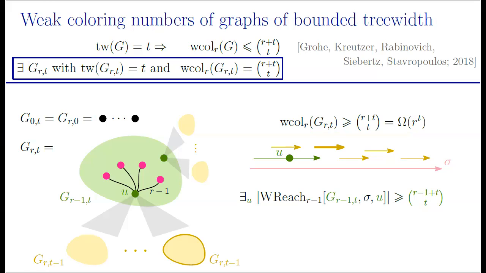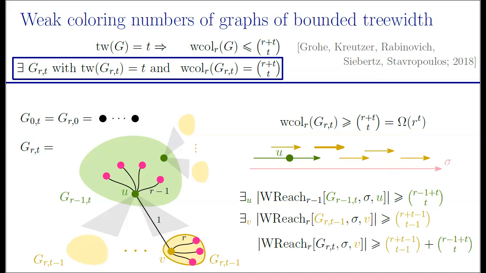So let me go on. There is a component that is completely to the right of u, and we can call induction on this component. There is some vertex v that reaches a lot in this yellow component. But now, from vertex v to vertex u is very close. It's just one step. So here in u it was r minus 1. From v to u is 1, so altogether we have a lower bound of what we can weakly r-reach from v in the whole graph G_{r,t}. This is this value plus this value. And if you add two such values again, we obtain the binomial.